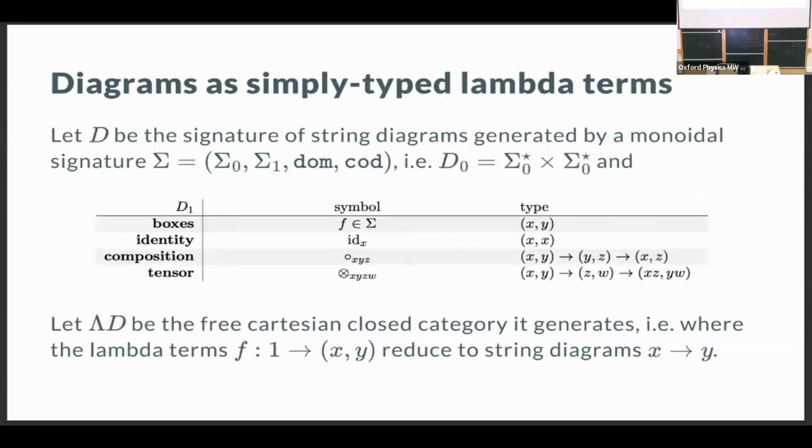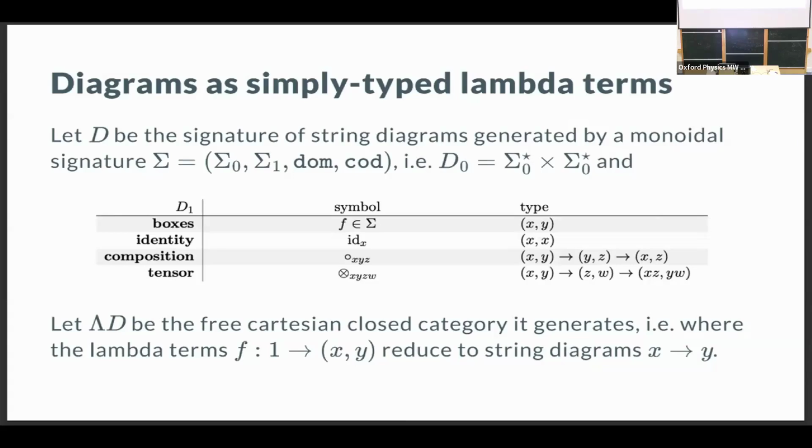So we need essentially a Cartesian closed category where the terms will be diagrams. And so we're going to take a signature for our diagrams. So we've got a bunch of wires, a bunch of boxes, the domain, the codomain. And now we're going to say that the objects of our Cartesian closed category are pairs of lists of types. So the objects are the interfaces of my string diagram, if you will. And now I'm going to have a symbol for each box of my signature, which is just a term of type x goes to y. The identity is a term of type x goes to x. The composition is x goes to y, then y goes to z, you get x goes to z. And the tensor here, you just do the concatenation of strings.